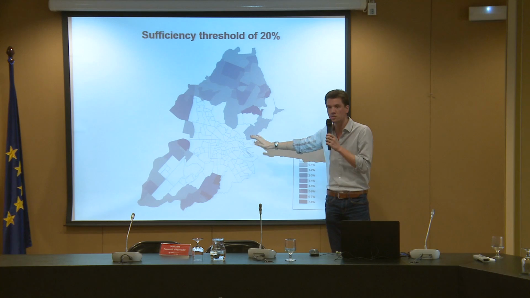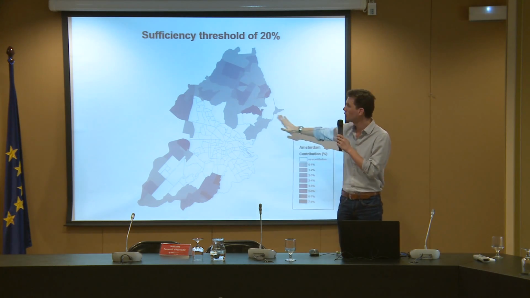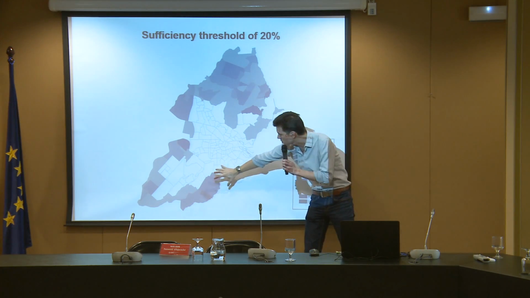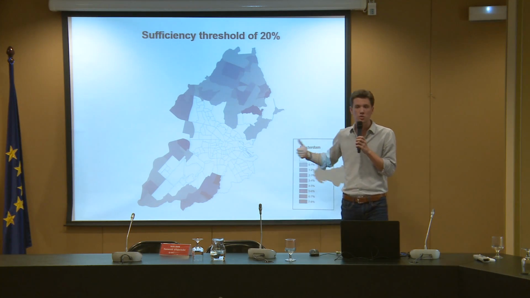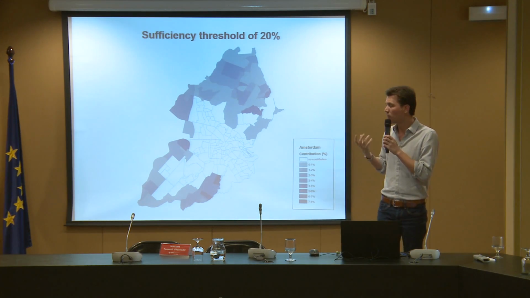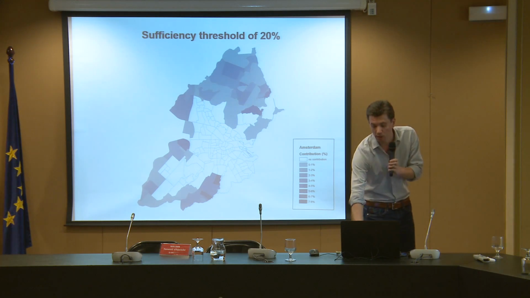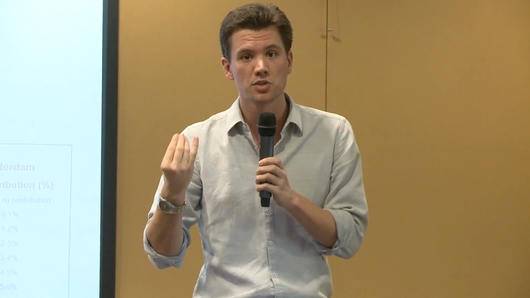So the white areas are above the sufficiency line, the blue areas below. And we see concentrations in specific areas that are relatively poorly served by public transport and have high concentrations of low income groups that are reliant on this accessibility level and who might be most at risk of social exclusion.